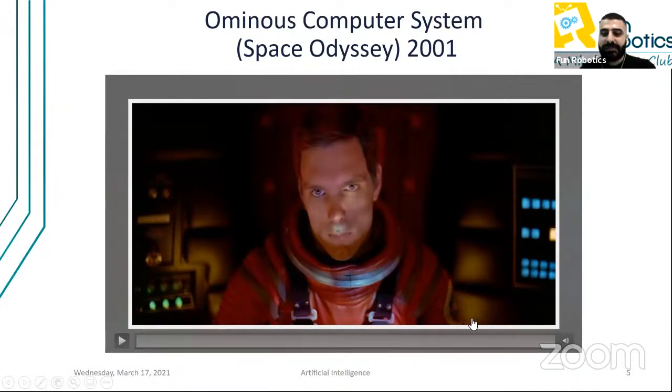For example, let's see this interesting video from the movie Space Odyssey. There's an AI robot in this video, and they basically portray it as a dangerous robot. Let's see what it does.